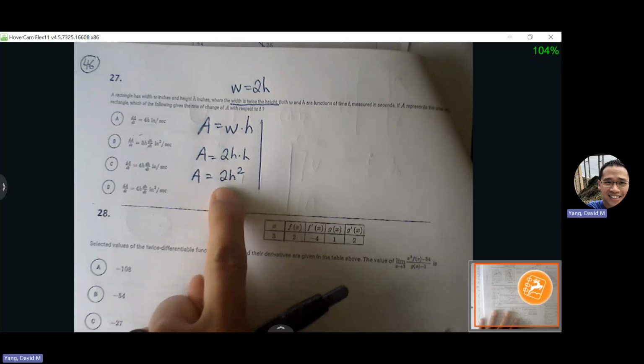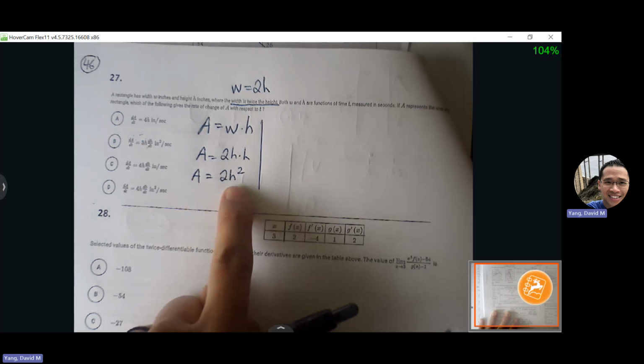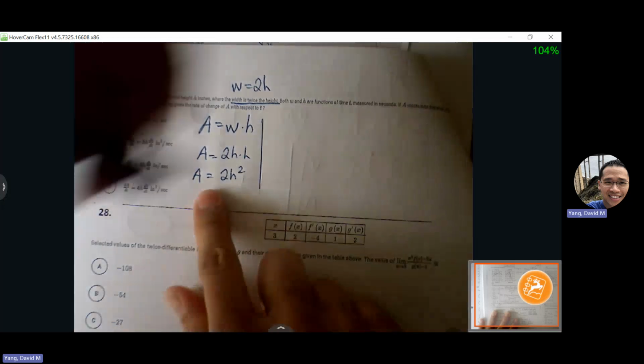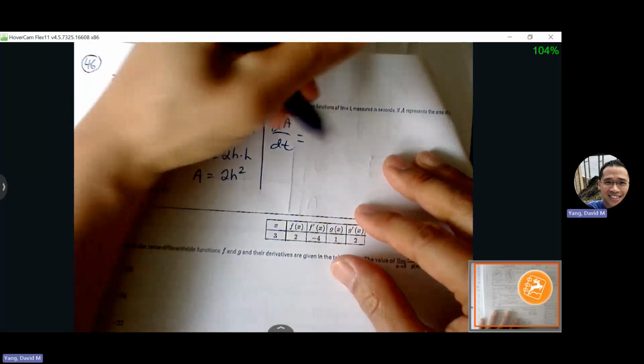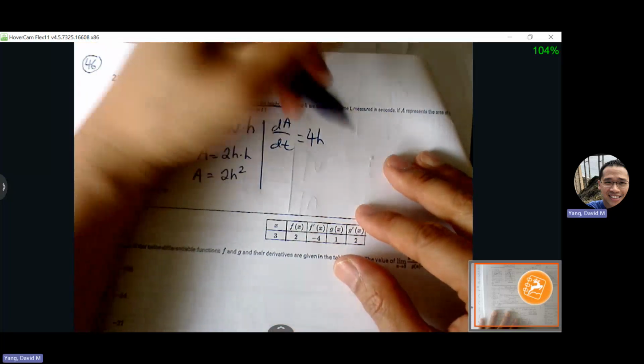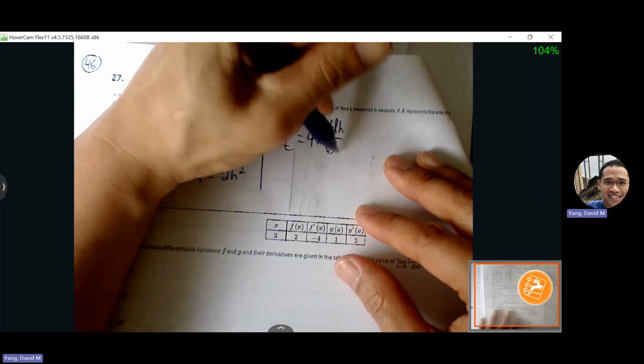Right? So now if I'm starting from this stage, then to find the derivative, I'm going to go through the power rule for both sides and then make sure I include dA/dt and dH/dt because of related rates. So A becomes dA/dt, 2H squared becomes 4H, and we're asking for H's derivative, so we need dH/dt.